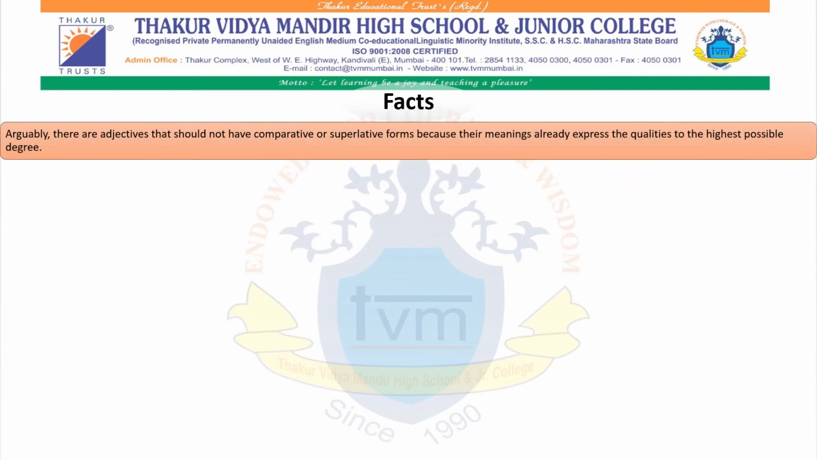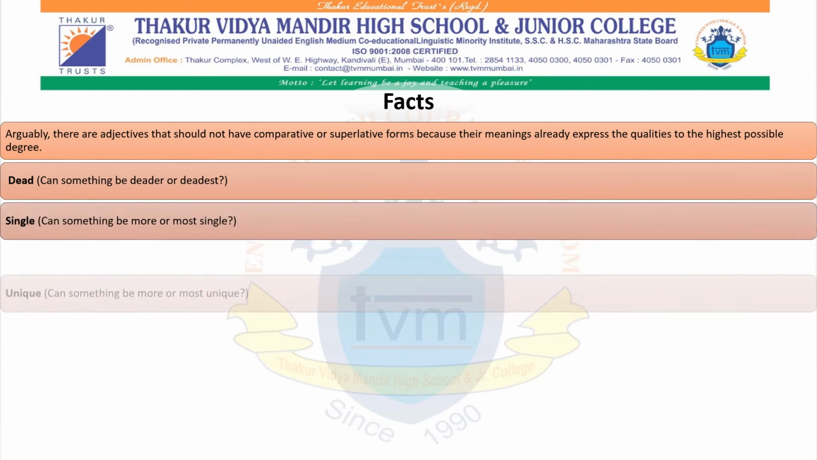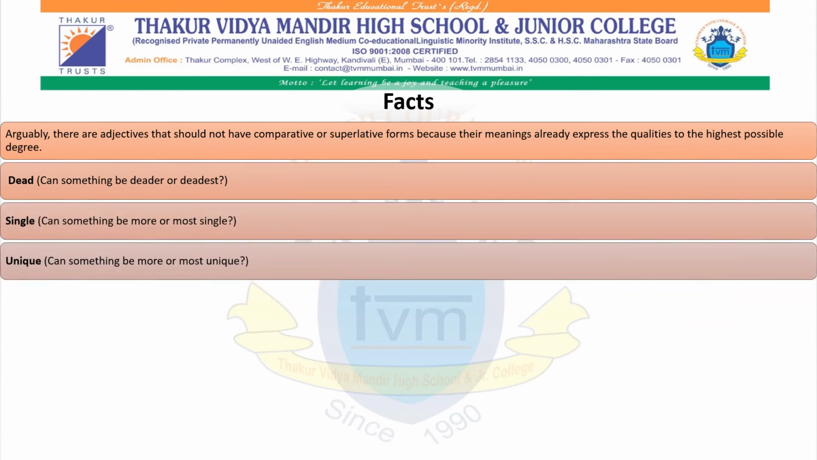Facts: there are adjectives that should not have comparative or superlative forms, because their meanings already express the quality to the highest possible degree. So there is no scope for a comparative or superlative form. The first one is dead. Can something be deader or deadest? Not possible. Second is single. Third, unique. And the fourth is instantaneous.